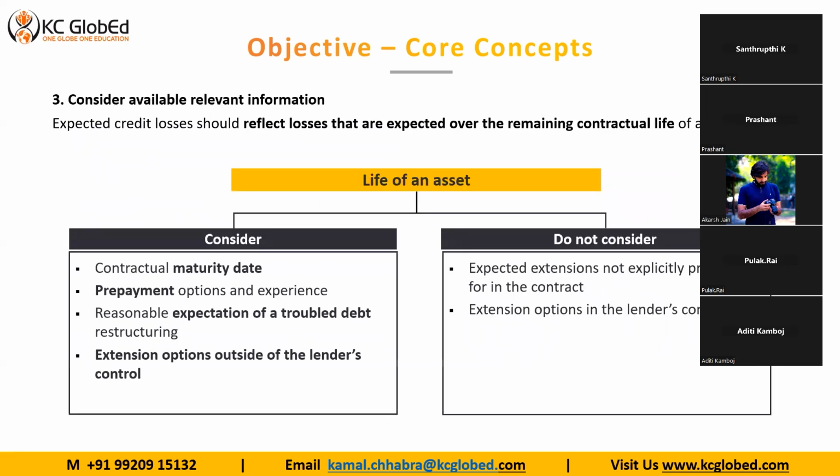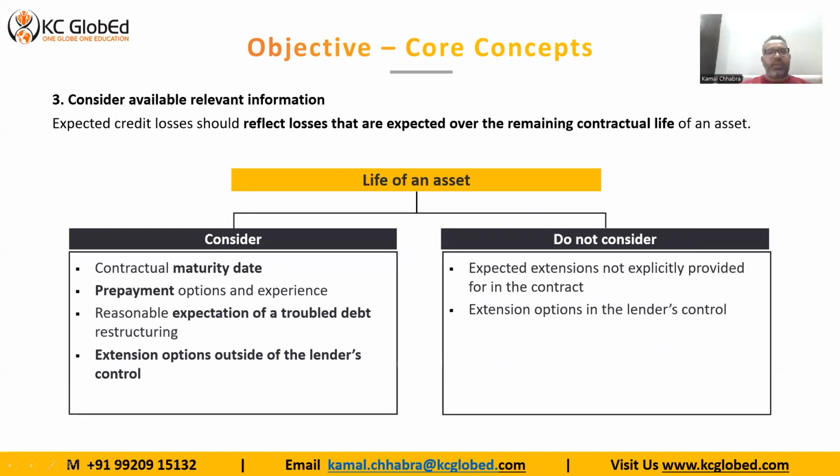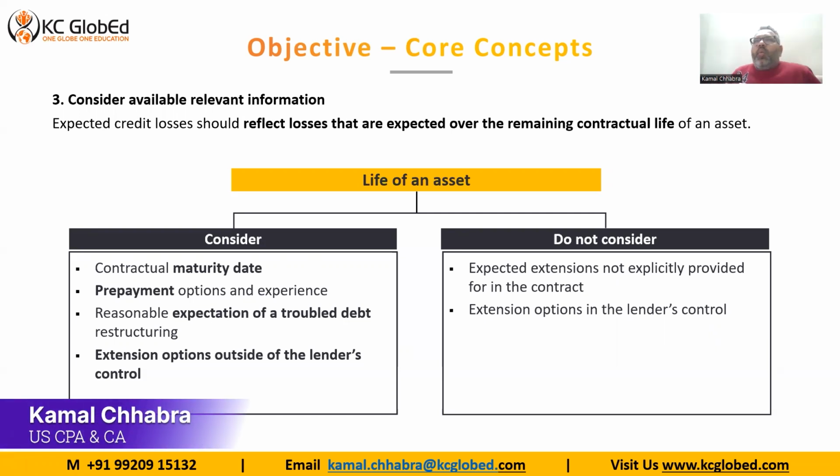Okay. So now next is consider available relevant information. What is available relevant information? Expected credit loss should reflect the losses that are expected over the remaining contractual life of the asset. For example, if you have given a loan to someone for a period of 5 years and after 1 year that person has repaid, now you have a remaining balance for the period of 4 years. So you need to estimate for the remaining 4 years rather than the complete 5 years.